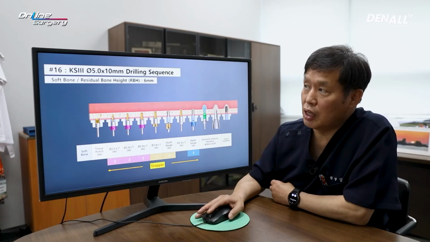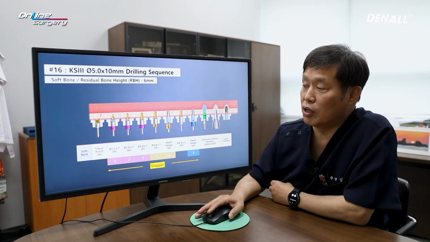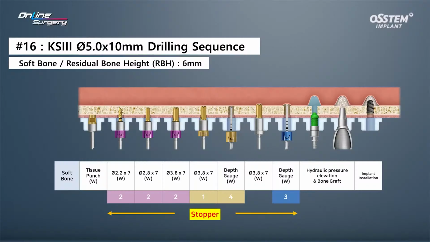And because this is where socket preservation was done when using OneCAS, I assume that it's going to be softer bone. After expanding the drill to 3.8 millimeters, the plan was to penetrate the sinus floor, perform hydraulic lift of the membrane, and place the implant. That was the plan for this patient.